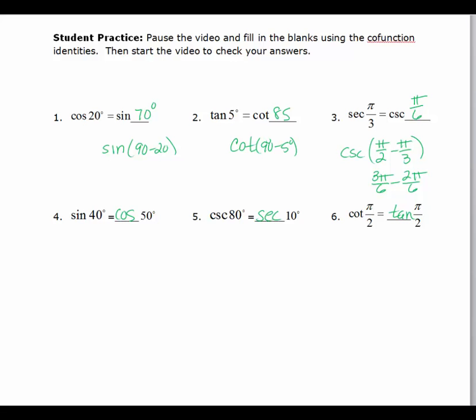Right, so that's it for the cofunction identities. They're fairly reasonable and simple to use. All right, in the next video we're going to derive what we call the Pythagorean identities, and those are based on the Pythagorean theorem.